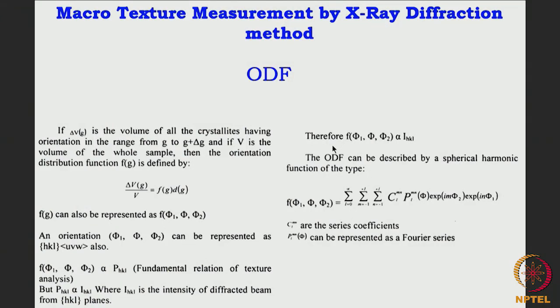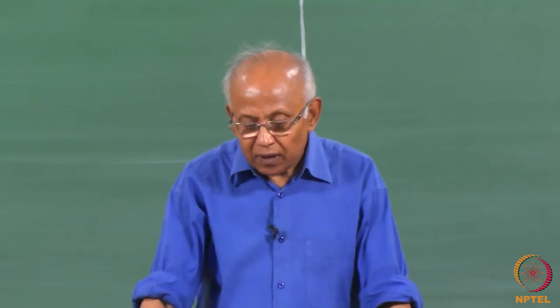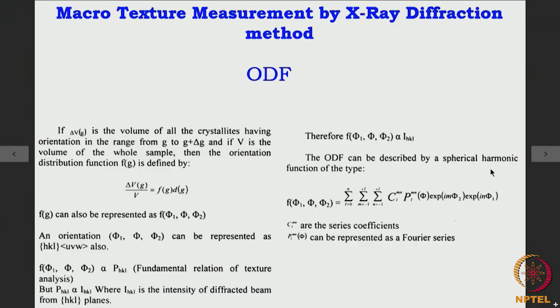Now, we come to macro texture measurement by ODF. What is done in the case of the orientation distribution function? Here, we describe the pole density within the three-dimensional orientation space by a function of this type. This is called a spherical harmonic function. This is very similar to what we used to do in our first year physics, if we wanted to find out the distribution of free electrons in an atom by what is known as a Schrodinger function. It is very similar to that.